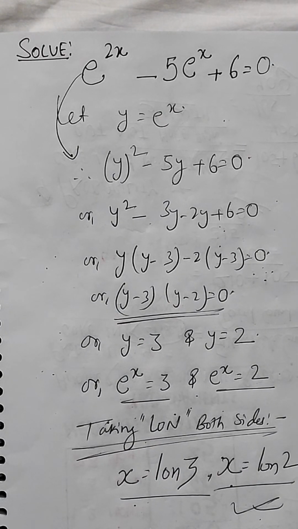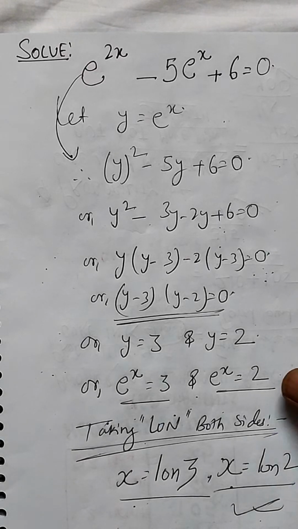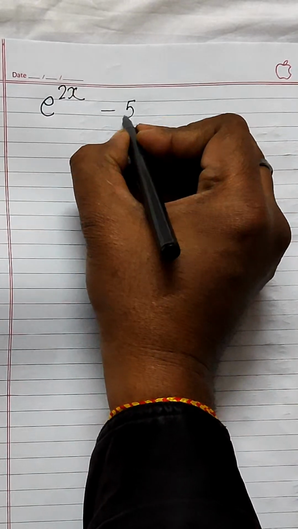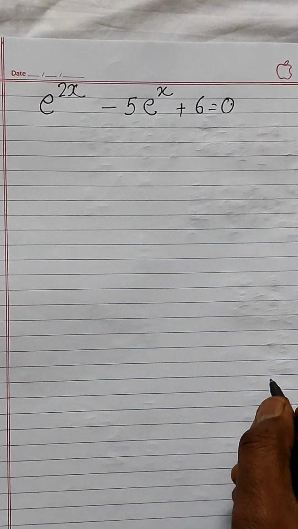Now let me bring another page for it. Okay, so this is the question that I'm writing now: e power 2x, right, minus 5 times e to the power x plus 6 equals 0. How to solve such questions?